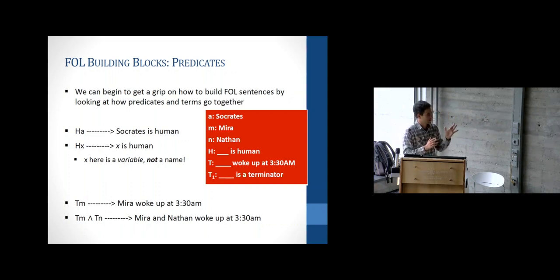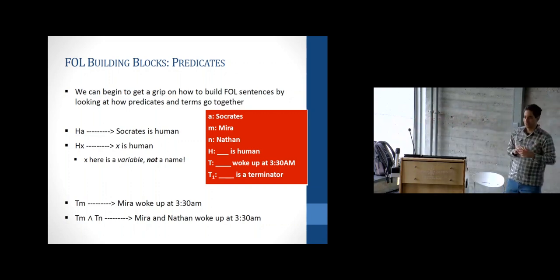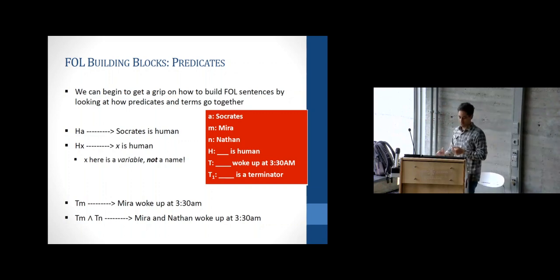We don't say, woke up at 3 a.m., Mira, right? We say Mira woke up at 3 a.m. But that's just an issue about the word order in English. In first order logic, the decision is kind of arbitrary, but the decision is to first specify the predicate and then the name. Okay, so we kind of read it backwards.